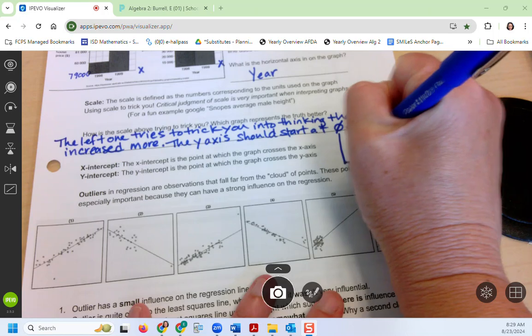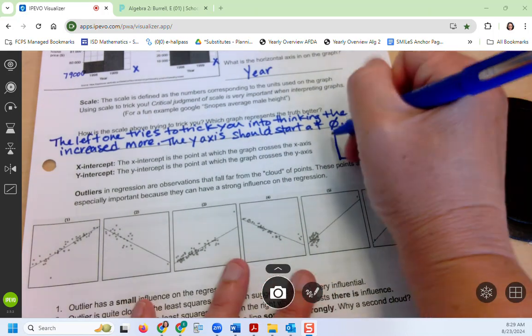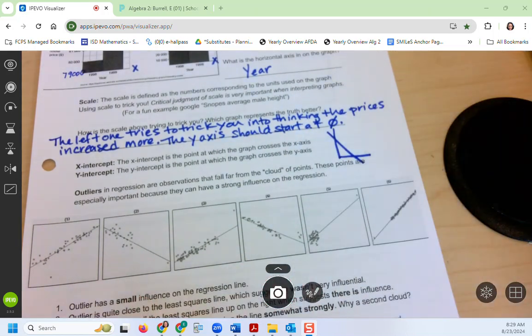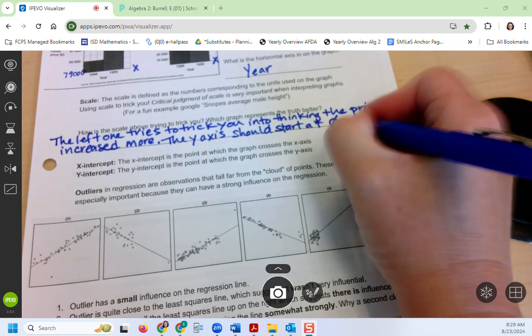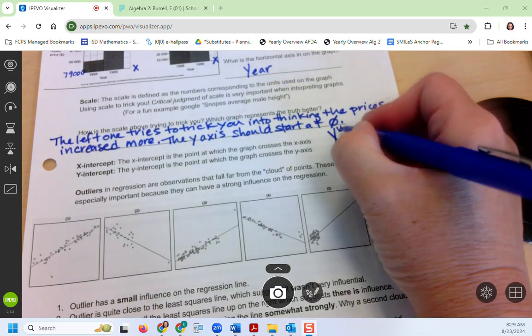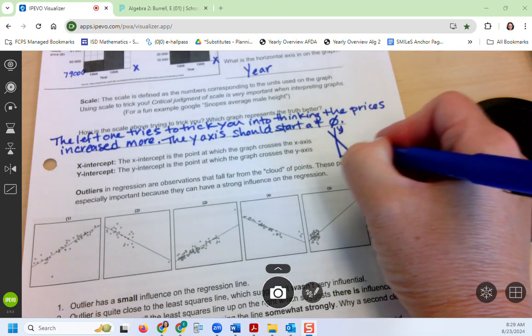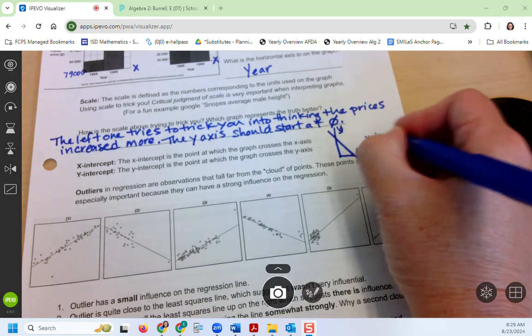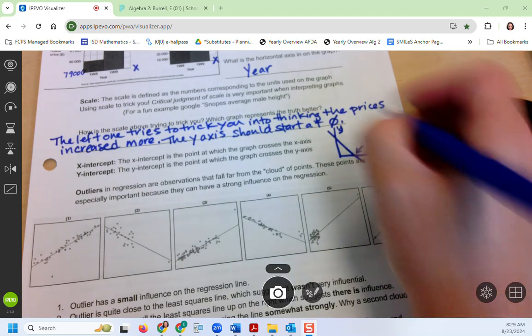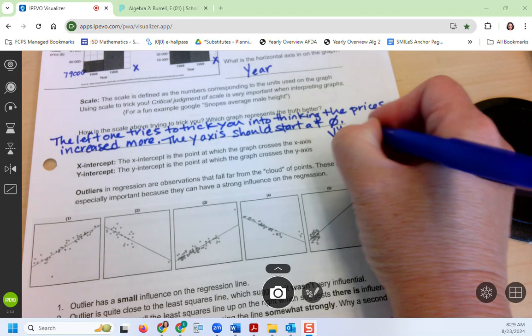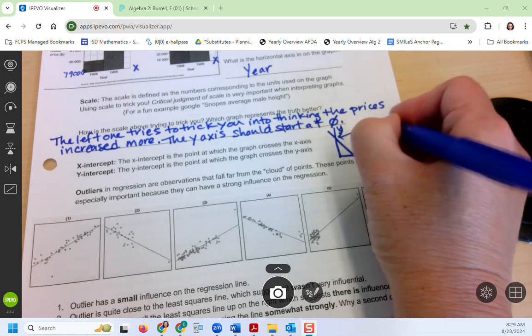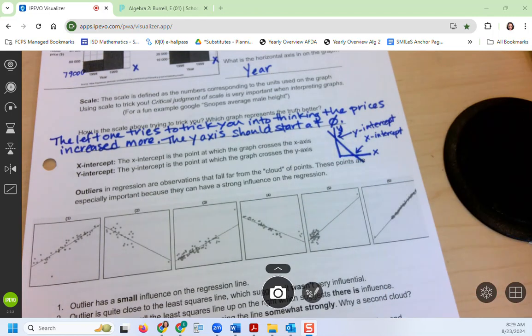So if you have a graph, and it crosses your axes, remember this is your x and this is your y. Then we have an x-intercept. And we have a y-intercept. Okay, so your x-intercept is where the line crosses the x-axis. The y-intercept is where the line crosses the y-axis.